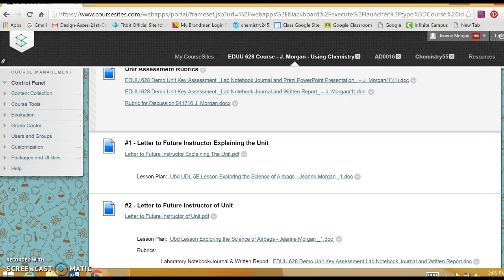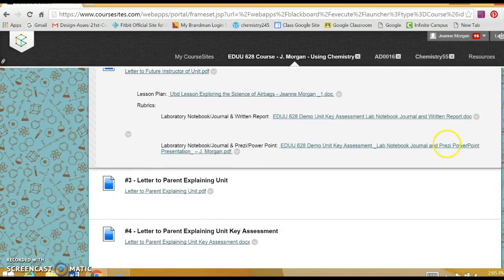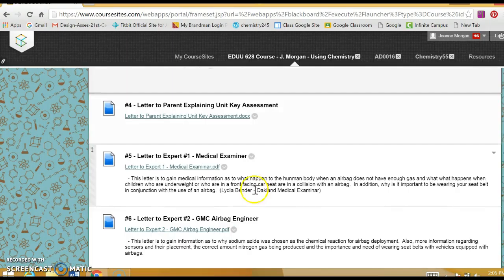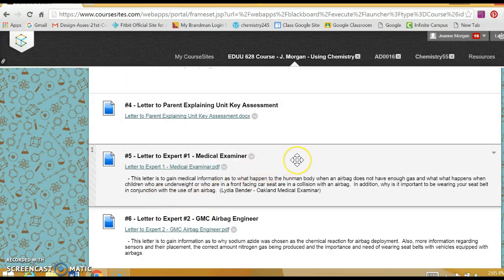Here's a letter for you explaining the unit. All right, so you can open that up, and then there's another one explaining the criteria behind the assessment. So there are 2 letters here for you that I think will be very helpful. There's also a letter to parents about the key assessment. There's also the medical examiner expert.